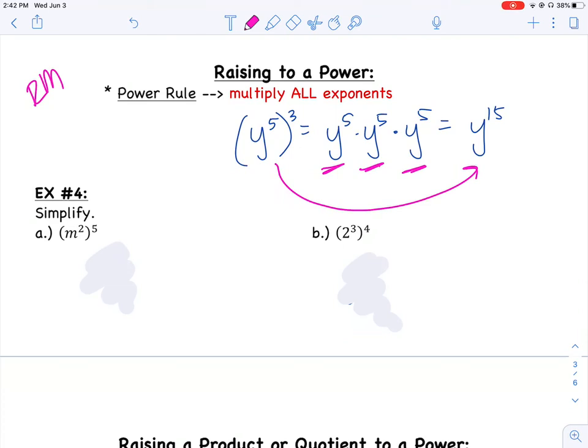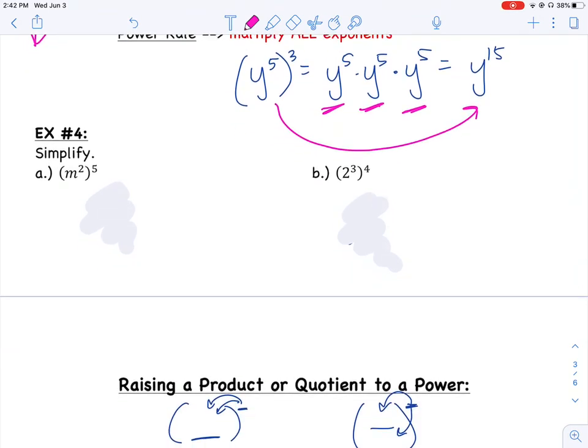Let me show you some examples here. In example number 4, I have m squared to the 5th power. That means I have 5 of these m squareds, right? 1, 2, 3, 4, 5. Really, how many m's do I have altogether? Well, I have m to the 10th, right? Or I could have just more quickly multiplied the exponents together, all right?